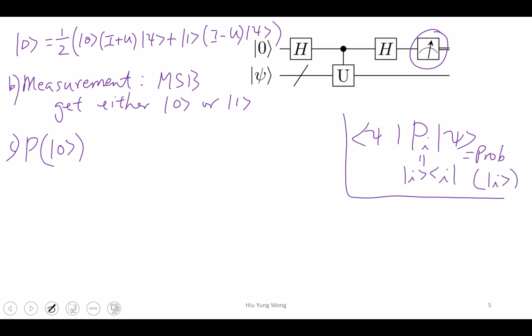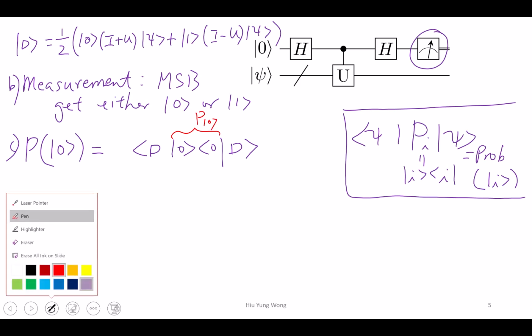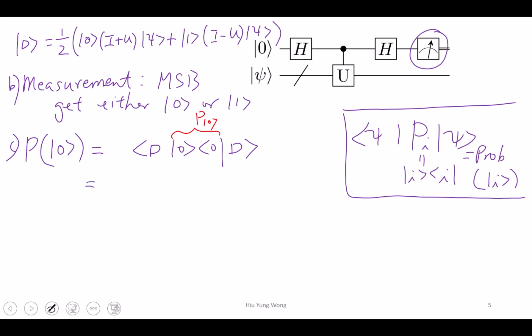Okay, so this is the equation I gave in the midterm. So what is the projection operator of 0? It is 0 outer product 0. So this Pi is P0, which is 0 outer product 0, and then you want to do a product with this D. So just to be clear, this part is the projection operator to project into 0, and this is D. So if that is the case, this is not very difficult. Now we look at the D. It's a little bit complicated.